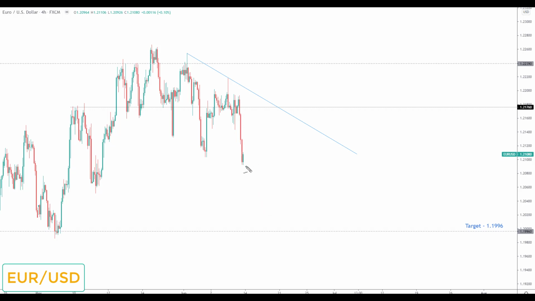We have some really nice momentum. So any pullback in this market is going to be viewed next week as an opportunity to look for bearish reversals down towards the next key area of support to the downside and the target set at 1.1996.